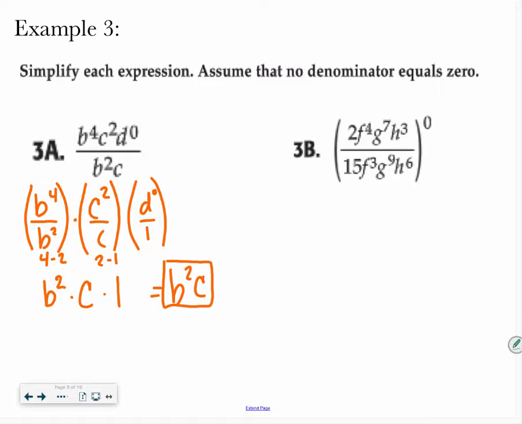Now I have an expression inside parentheses, and the whole thing is raised to the 0 power. This is when those of you who hate long problems should be rejoicing, because as soon as you see that 0 power, that's all you have to write. You don't have to try to simplify that. When you simplify it, this should be your answer. You don't have to show anything else. If you see 0 power, just write 1. Okay?